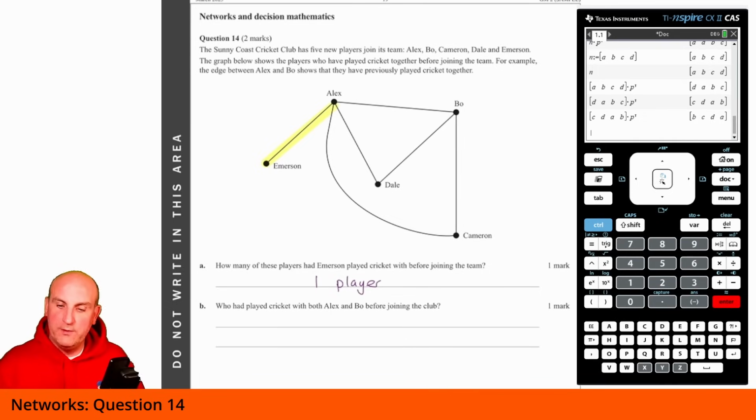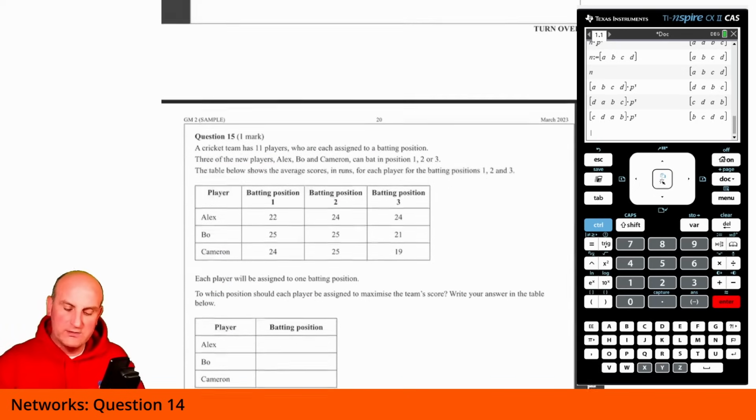Who had played cricket with both Alex and Bo before joining the club? So Alex is here and Bo is here. So let's see who's got a connection between Alex and Bo. Dale, perfect. But there also happens to be Cameron as well. So in that situation, we would say Dale and Cameron. All right, nice, simple networks question to start with.